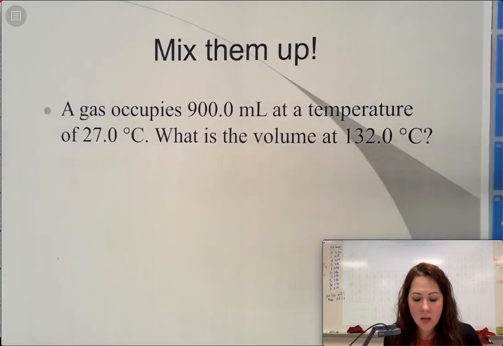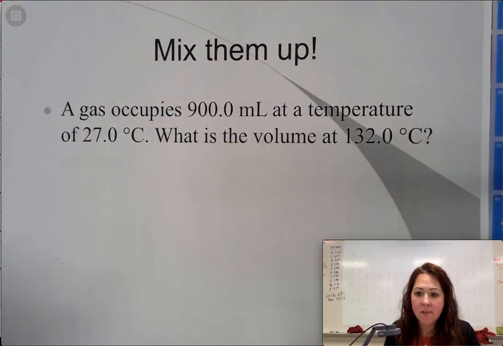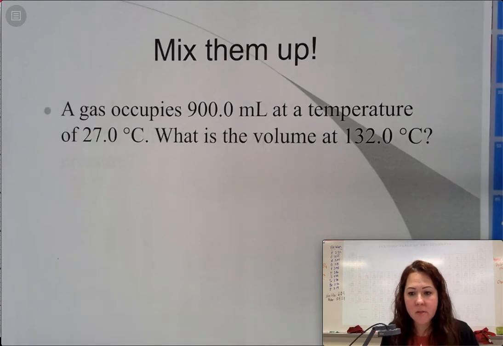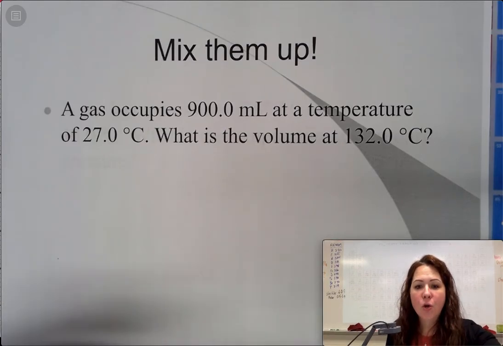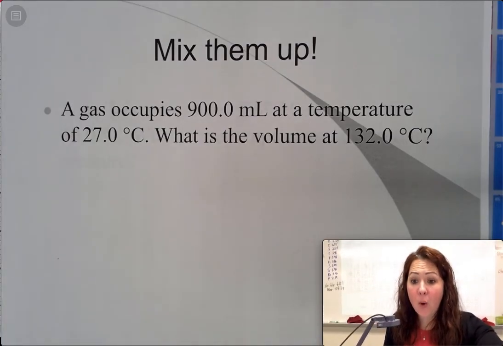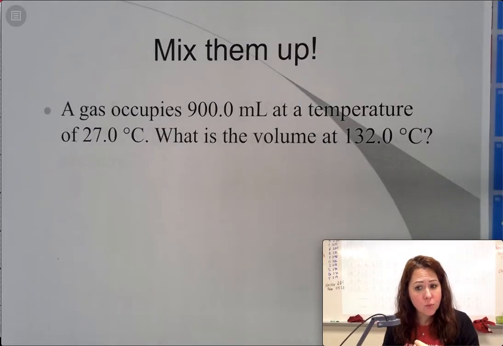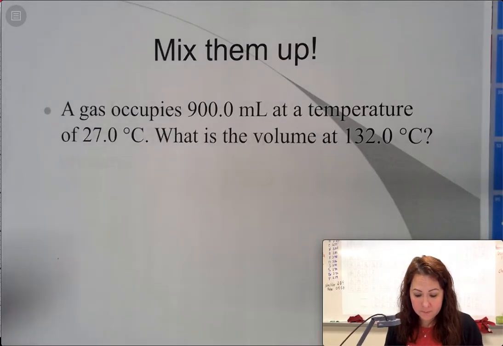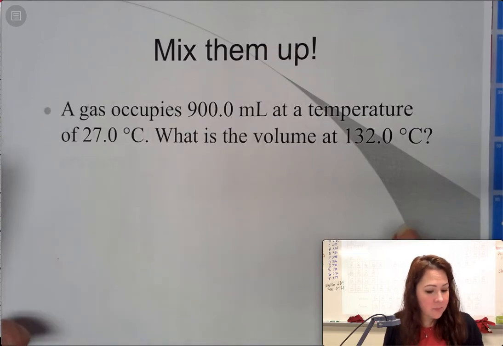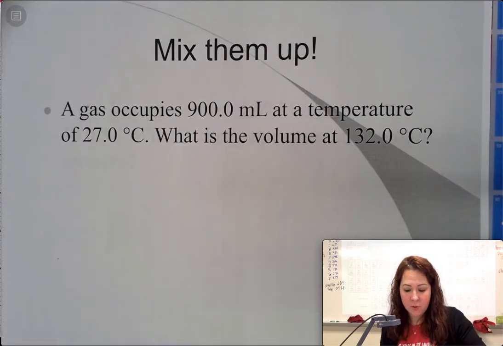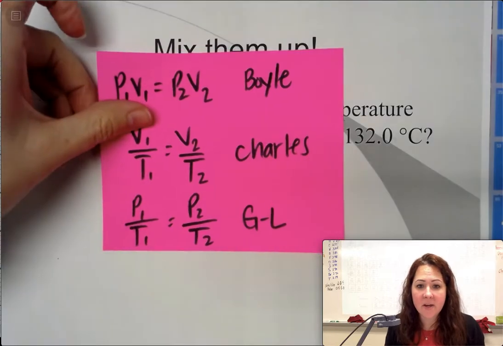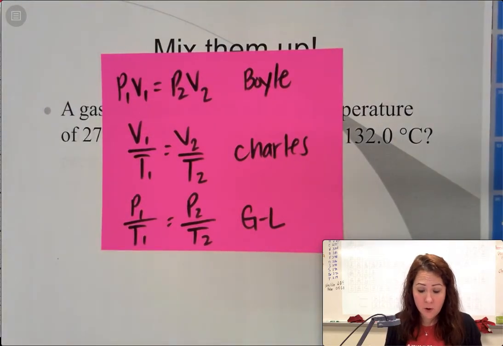Look at the gas laws, and we're going to put them all together. Typically when you see these put all together, you're going to have to determine what gas law you need to use in order to do the problem. So I've got three examples. Obviously, they're going to use Boyle's, Charles', and Gay-Lussac's law because that is all that we have learned so far.